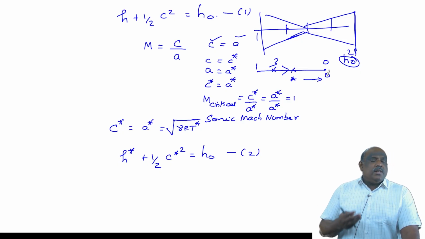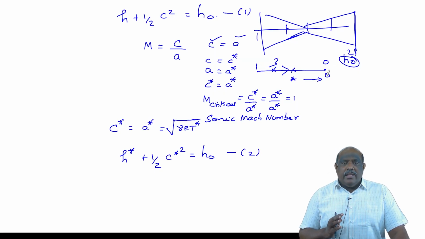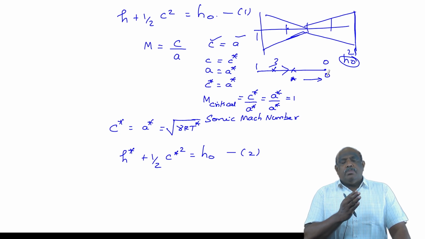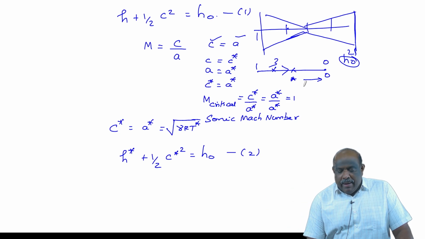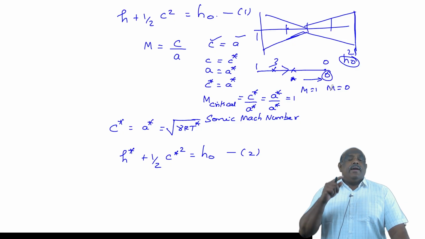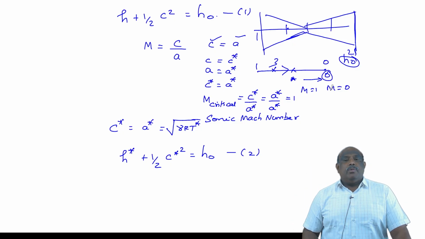So what is star? It is the condition when the Mach number is 1. Mach number 1 is brought to 0. So my initial condition is Mach number 1. What about the stagnation condition? My Mach number is 0. Why is the Mach number 0 at a stagnation condition? Because M equals C by A. When C is brought to 0, the Mach number also is brought to 0.